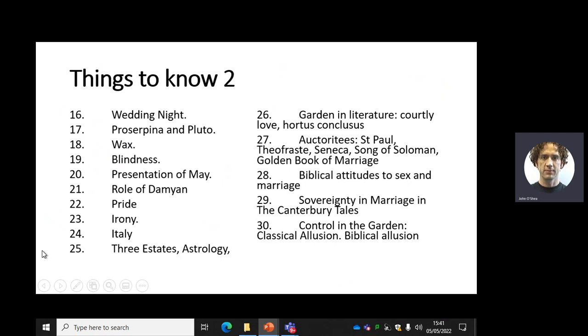Okay, things you should notice. Wax is referenced once, and then it becomes referenced later on in the tale, making it more funny. It's foregrounded. Damian is a very superficial stock character. He merely represents the devil in the midst, the devil in the garden. Both tales deal with irony. Italy is foregrounded in both tales, but this tale is perhaps a little bit earlier.